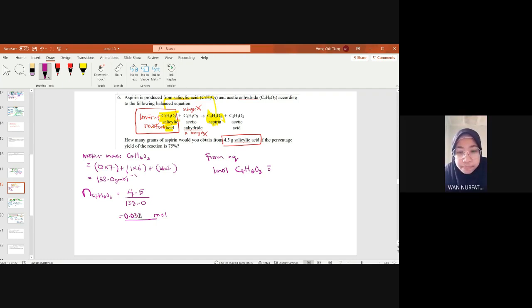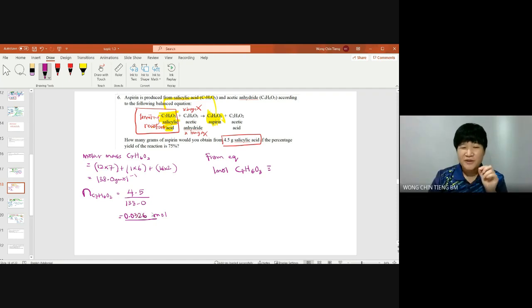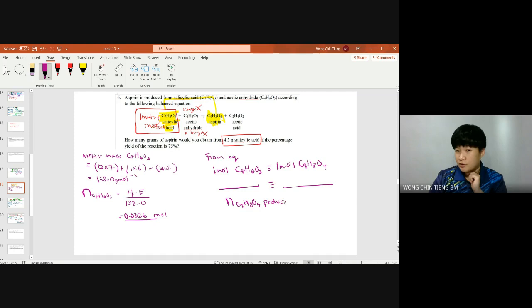0.0326. Thank you, Fatin. So, when you get the number of mole already, compare from what you have to what you want. C9H8O4. Settle. And then since it's a 1 mole to 1 mole, tulis sendiri. Kamu akan dapat number of mole of C9H8O4 produce. Sebab dia produk. So, adalah produce. Sama. 0.0326 mole. Sebab sama kan? 1 to 1 ratio. Settle lah.